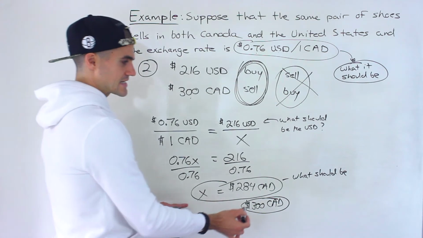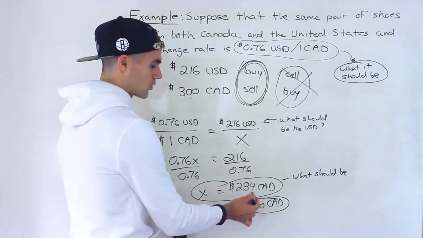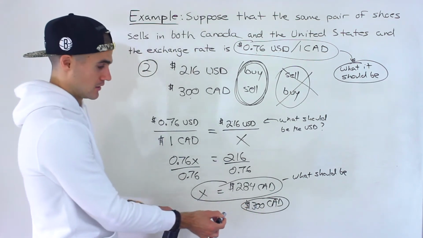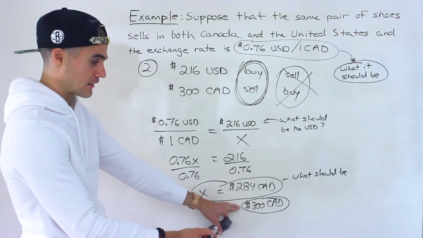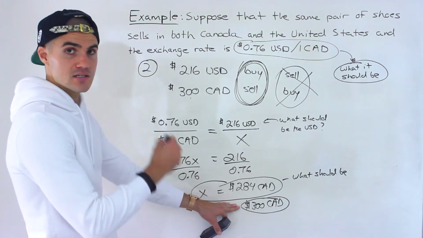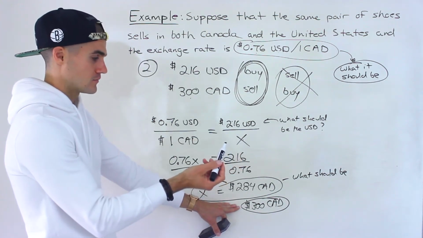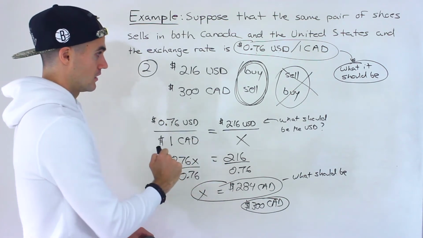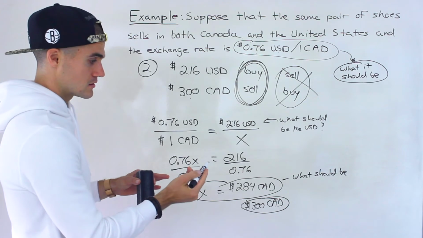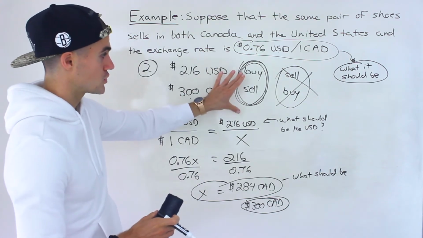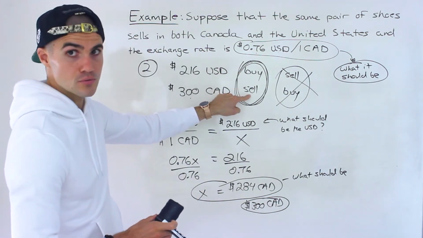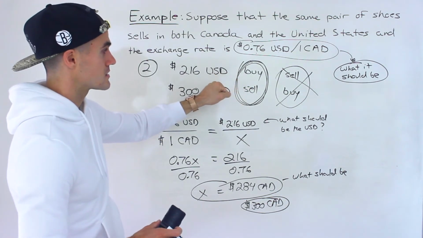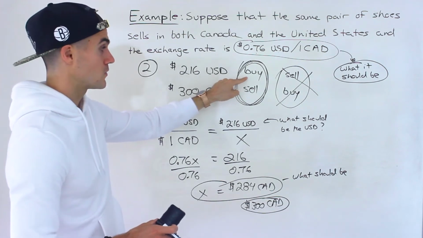So if something should sell at 284, but it's selling at 300, so this is what it should be worth, but it's selling at 300, then it's overpriced, it's overvalued. And so we would want to sell that. We don't want to buy that, right? So that's another way to come up with the same conclusion here. The CAD is overvalued, so we're selling it, which simultaneously means the USD is undervalued, and so we are buying it.